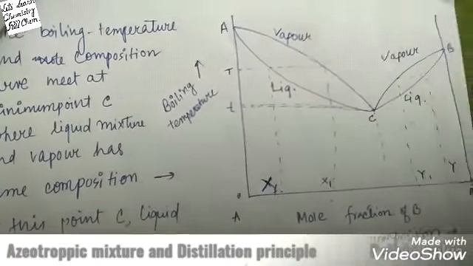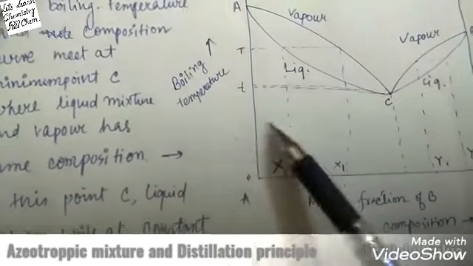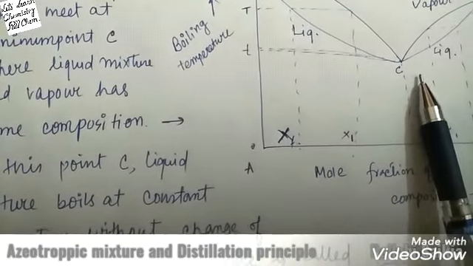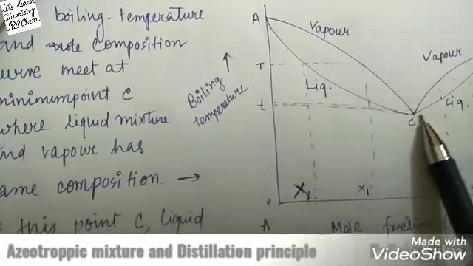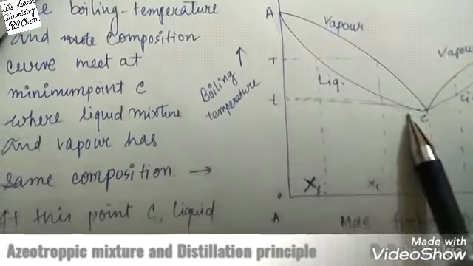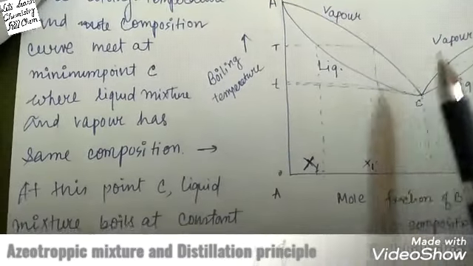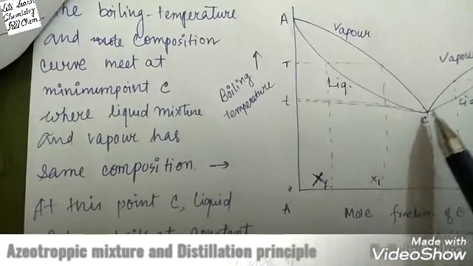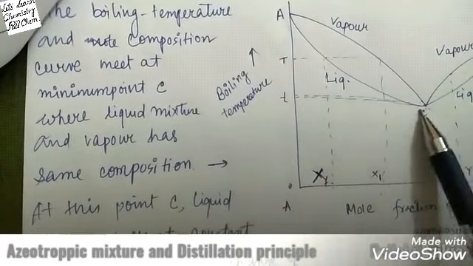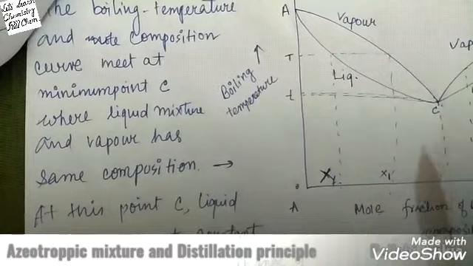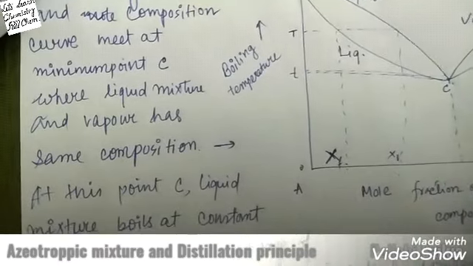Now sometimes in this process we may get a curve that shows a minimum point C, where the liquid mixture and the vapor are in the same composition. In this case, the composition of liquid and the composition of vapor is constant, and at this point the liquid mixture boils at constant temperature without change of the composition. Such a mixture, where we get two curves of liquid and vapor with a minimum at constant temperature, is called an azeotropic mixture or constant boiling mixture.